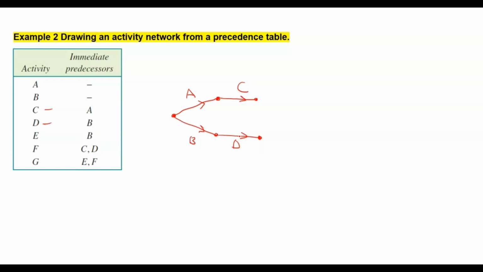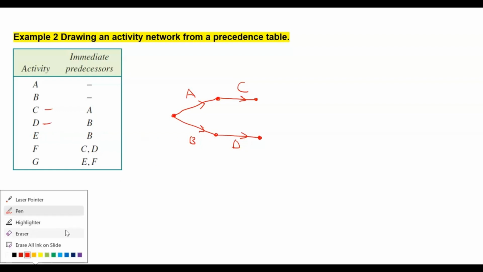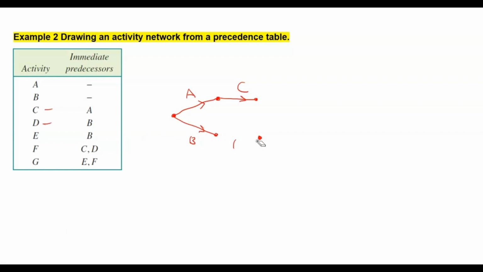Okay, now we have got activity E connected to B, so that means I have to rub this one off and accommodate for the needs. So probably I do D somewhere there. I put E there. That's my activity E.